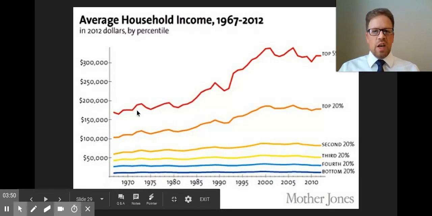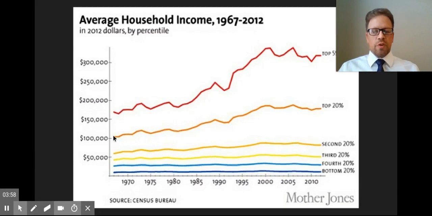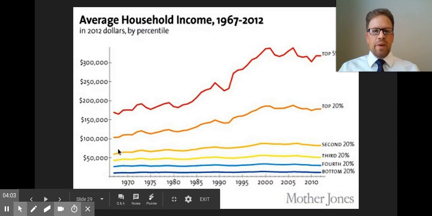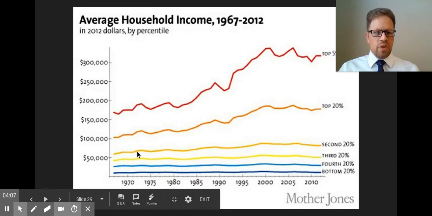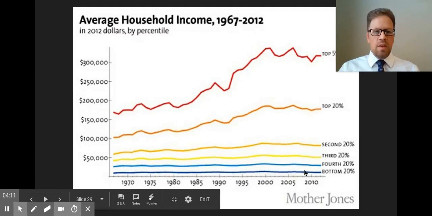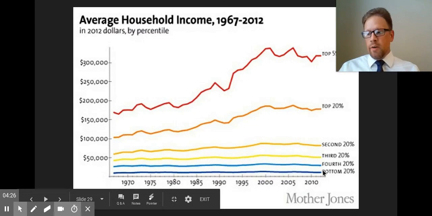So if you see the top 5% from 1967 to 2012, their incomes have been growing very steadily. Top 20%, their incomes have been growing at a nice rate. But the second 20, third 20, fourth 20, bottom 20%, their incomes have not changed much. The lower you get, the less your incomes have changed over time. And those of lower incomes have not experienced much income growth at all.